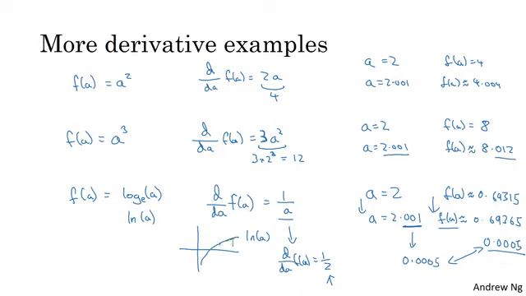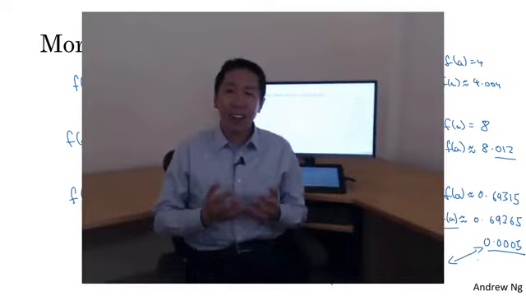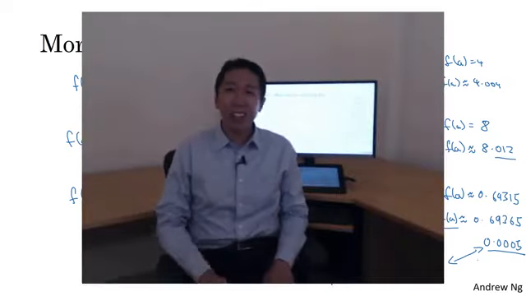So if you draw that little triangle, if on the horizontal axis this goes up by 0.001, on the vertical axis log of a goes up by half of that, so 0.0005. And so that 1 over a, or 1/2 in this case, when a is equal to 2, is just the slope of this line when a is equal to 2. So that's it for derivatives. There are just two take-home messages from this video.